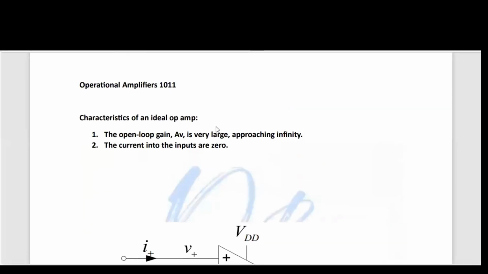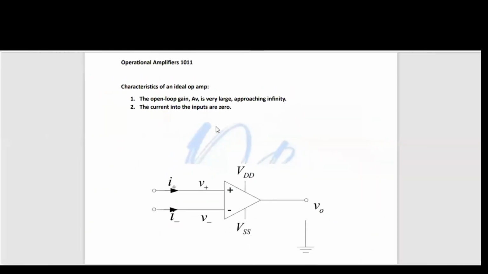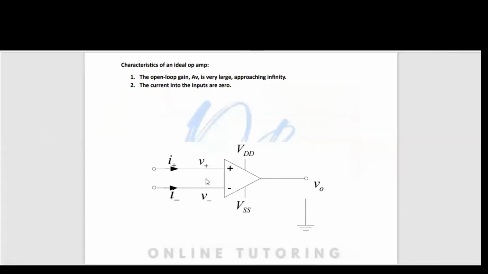So, normal characteristics of an operational amplifier. This is an example of one here, a simple op amp. You have inputs, the op amp itself, and the output. So there are two things you have to remember. These points here.